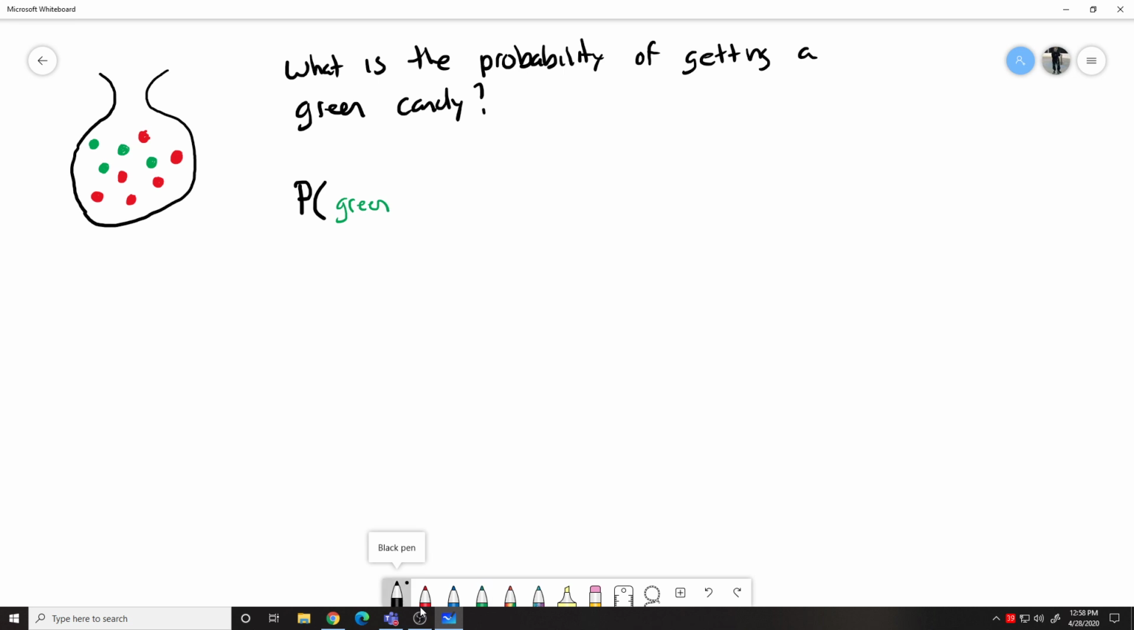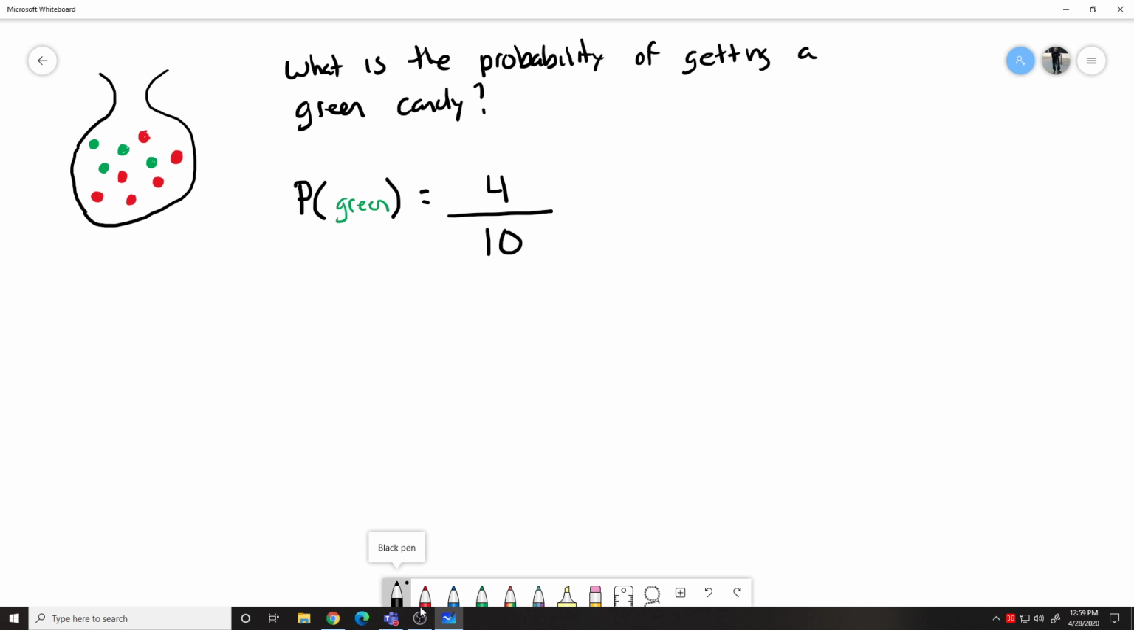okay, probability of a green candy is going to be equal to, on the top we put the desired number of outcomes. Well, how many of the candies are actually green? 1, 2, 3, 4. There's 4 green candies. On the bottom, we have to put the total number of possible outcomes, including green candies. In other words, we need to count everything. So we know we've got 1, 2, 3, 4 green, 5, 6, 7, 8, 9, 10.